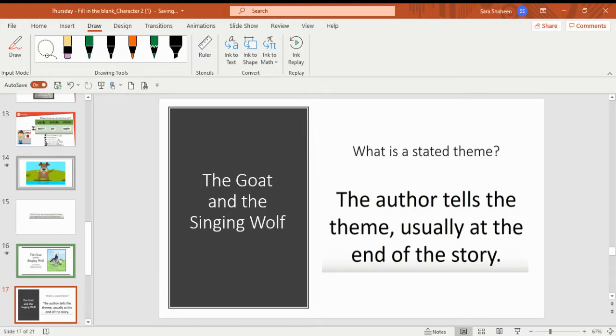But before we watch this one, friends, I want us to think about a different kind of theme. So the goat and the singing wolf also has a message, a theme. But in this case, it is stated. What is a stated theme? That means that the author will actually tell us the theme, usually at the end of the story. You will see the theme in words at the end of the story.